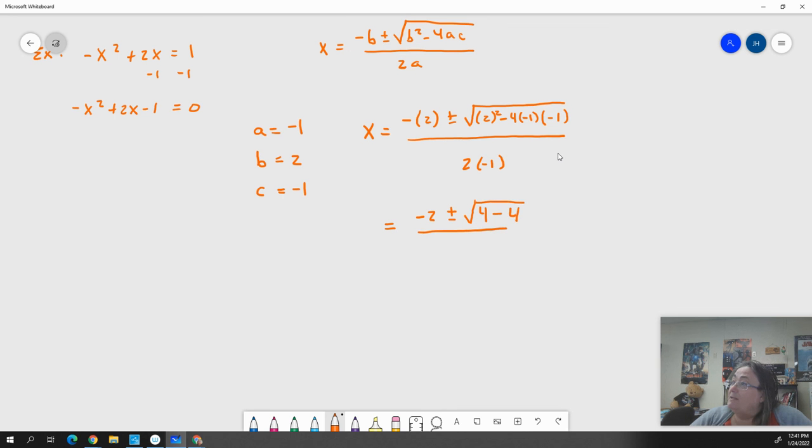And you're noticing maybe that we have 4 minus 4 under that square root. 2 times -1 is -2. So I have -2 plus or minus the square root of 4 minus 4. Well, that's just 0, all over -2.